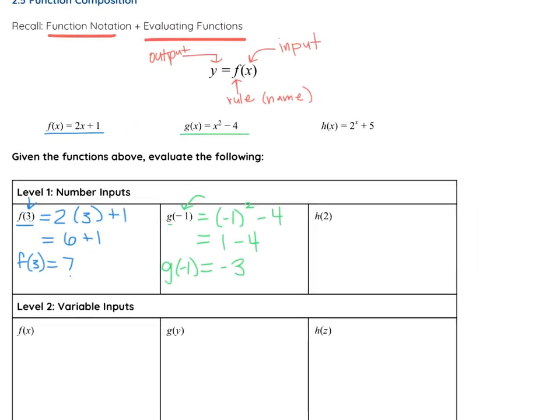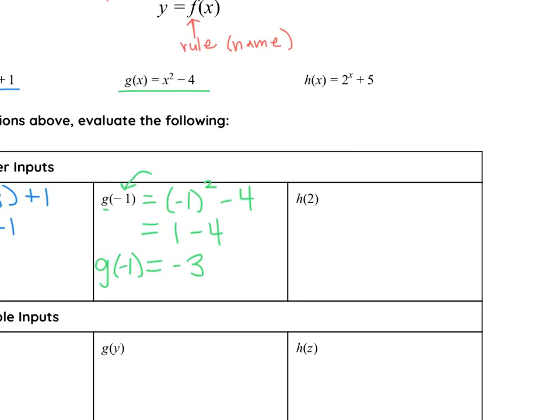The last one for level 1 is h of 2. So for this one, I'm going to replace x with 2 because my input is 2. So everywhere I see an x, I'm replacing it with 2 for h. So we would say 2 to the second plus 5. Like I said earlier, we need to take care of those exponents before doing anything else. 2 squared gives me 4. 4 plus 5 gives me 9. So h of 2 is equal to 9. My input was 2. My output was 9.